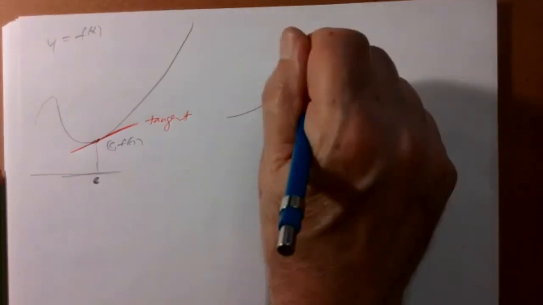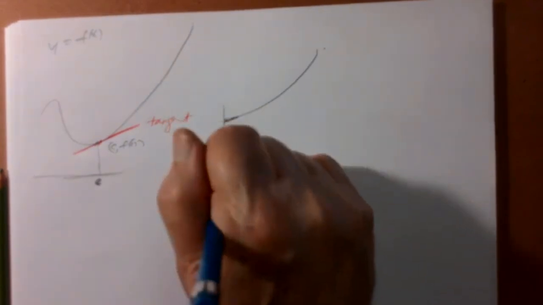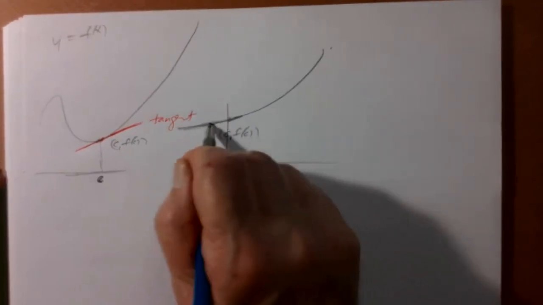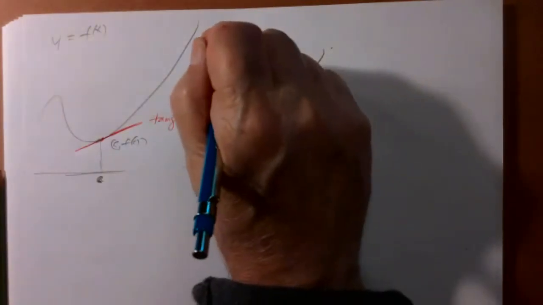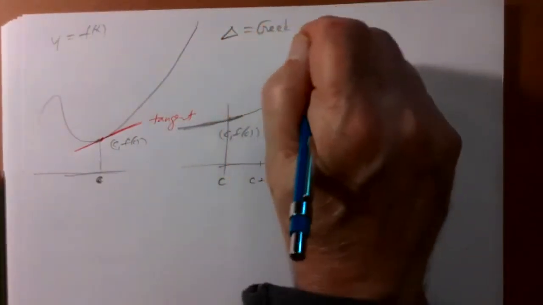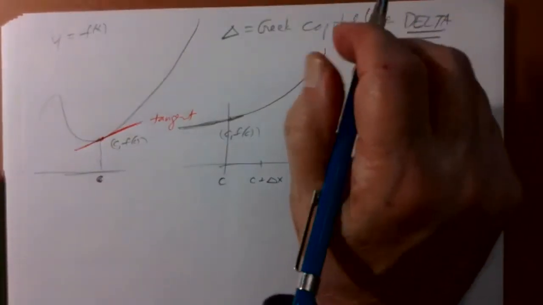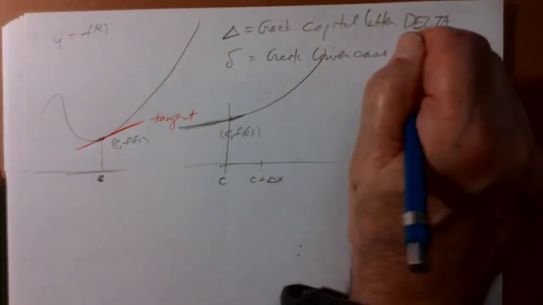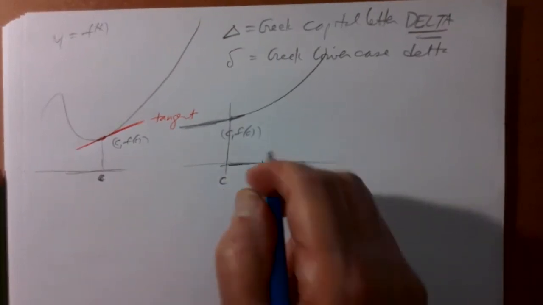And the idea is as follows. Let me just blow this up a little bit. Suppose this is the point C, f of C. So on the x-axis, this is C. And suppose I move a little bit to the right. So this is C plus something. And we write it as delta x. Delta is the Greek capital letter delta. There's also a lowercase delta, which looks like this. But the classical notation is to use this capital delta x to indicate just a small number.